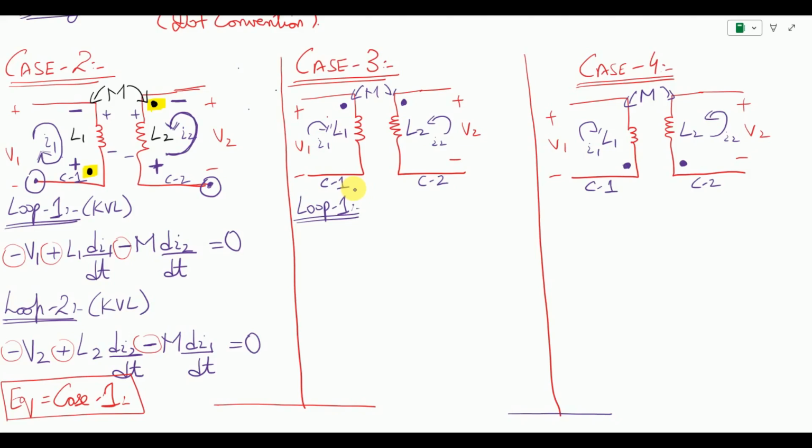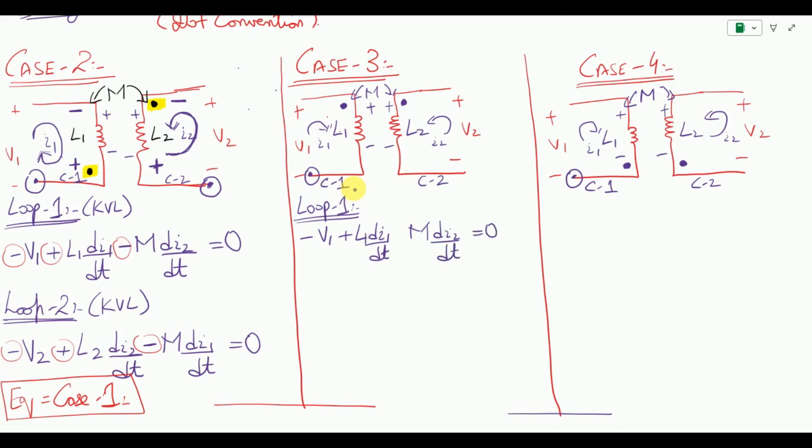So for loop number 1, we start from, let's say, the bottom side as we did for the previous case. So it is going to be minus V1 plus L, because the current is entering, so the polarities will be such for all the inductors. Let us populate that. So it is going to be L1 di1 by dt. Now the next will be the mutual coupling effect from the second circuit. So I am writing di2 by dt equals to 0.